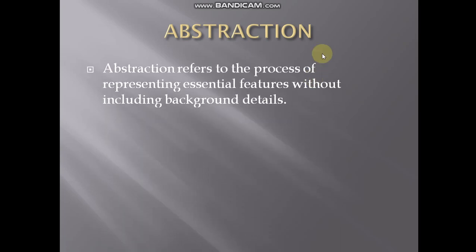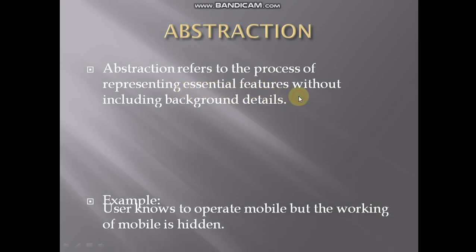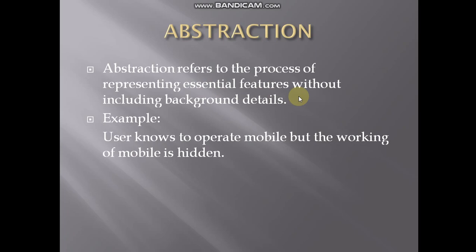The next concept is abstraction. What is abstraction? The exact meaning of abstraction is hiding the data. Hiding the data is called abstraction. See the definition here. Abstraction refers to the process of representing essential features without including the background details, which means background details are hidden from the user. Only essential features are exhibited here.